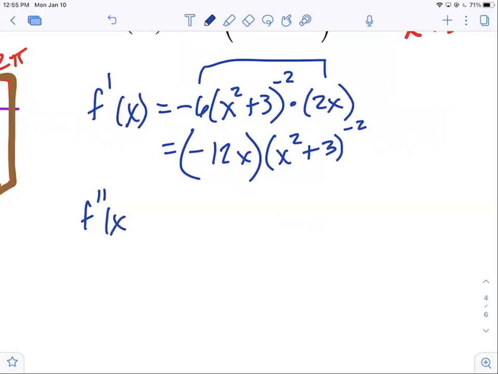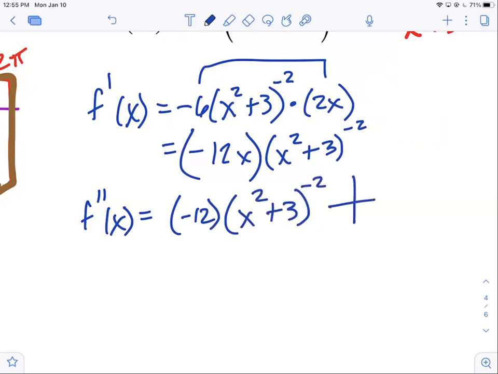Here we go. Two factors means we have two terms. The derivative of the first is -12. The second goes along for the ride. Plus, the first goes along for the ride. Now, notice how I'm treating that negative in front. I'm just calling that factor -12x, and I put parentheses around it.